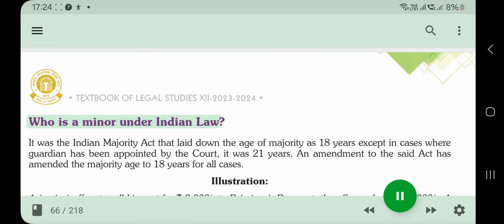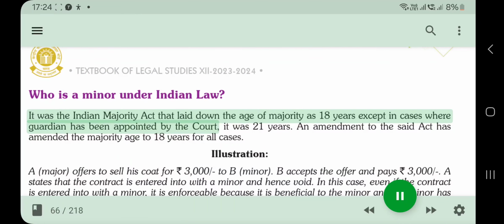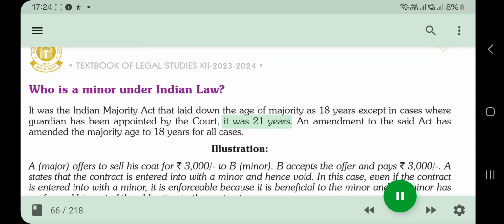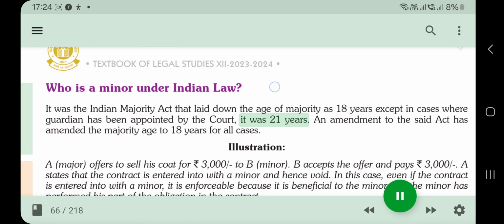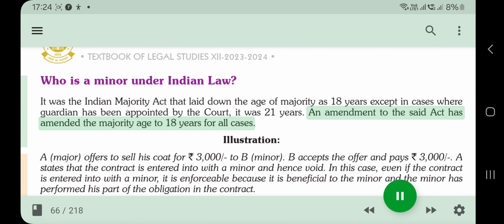Who is a minor under Indian law? It was the Indian Majority Act that laid down the age of majority as 18 years, except in cases where a guardian has been appointed by the court, where it was 21 years. An amendment to the said Act has amended the majority age to 18 years for all cases.